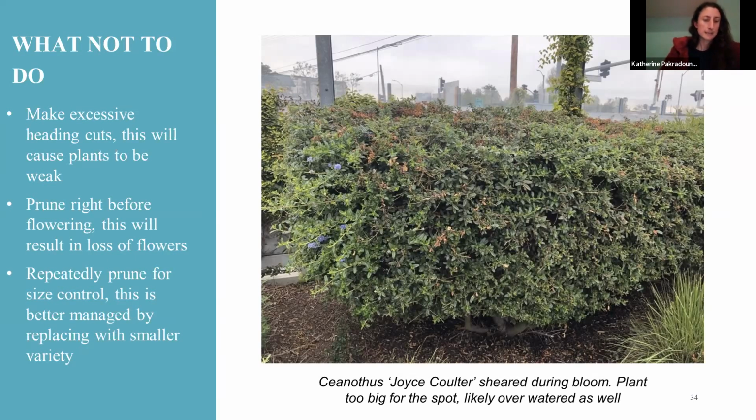It's not fair for it, because it wants to bloom, it wants to grow, and then you also end up with just an ugly plant generally. You don't want to prune right before flowering. This will result in the loss of flowers. That seems pretty obvious, if you cut off the flower buds, but there are a couple of species among our native plants where that's not very obvious.